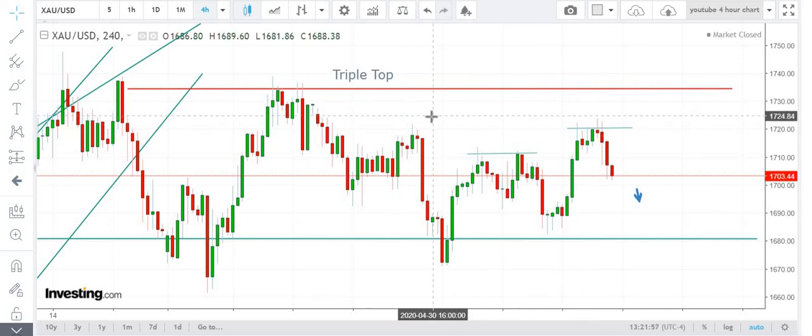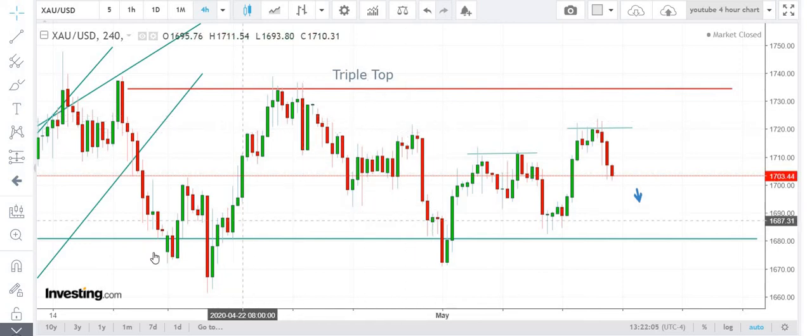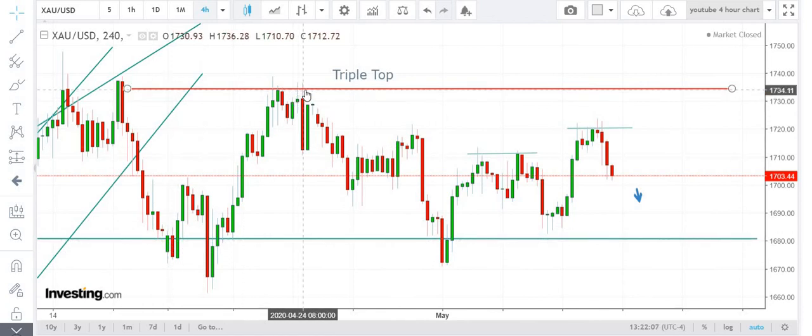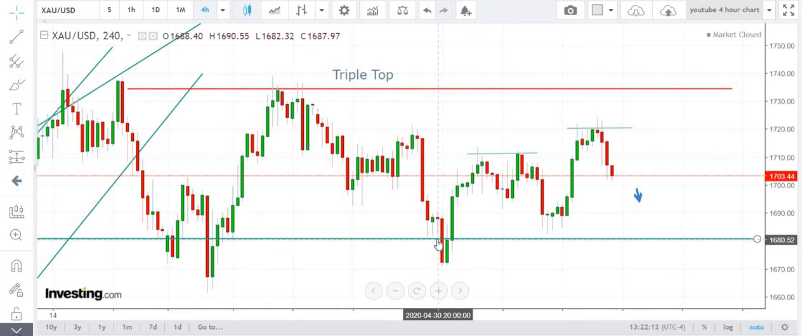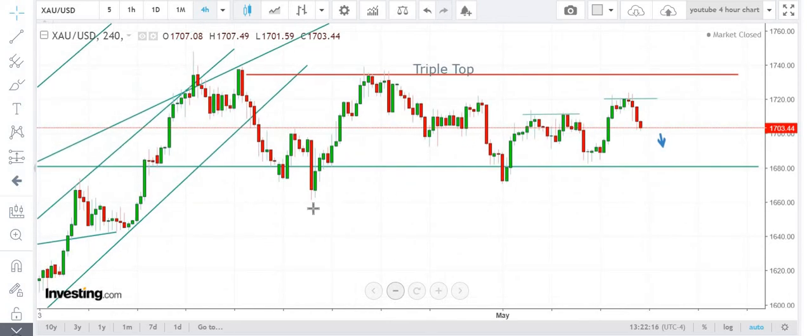Now this is a consolidating market. In my experience, this is the most difficult market to trade, the consolidating market. You can see it is consolidating between 1680 and 1735 levels. It is making higher highs and higher lows. Okay, this is the most difficult market to trade. You can see zigzag, up down, up down, up down.